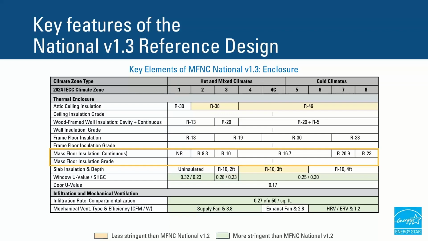For multifamily new construction, we also have a separate line for mass floor insulation, which is based on the 2024 IECC commercial chapter values. And the other difference is in the infiltration. For multifamily, we use a compartmentalization metric rather than ACH50, so we advanced to 0.27 CFM50 per square foot in alignment with the 2024 IECC. And the buildings using the prescriptive path will need to meet this infiltration limit for each unit.